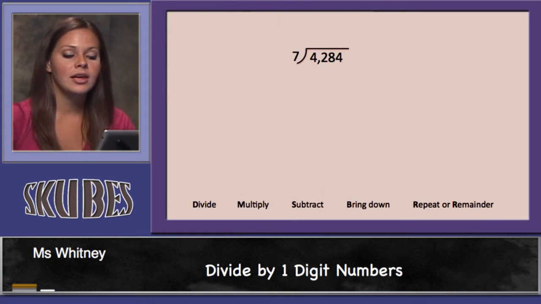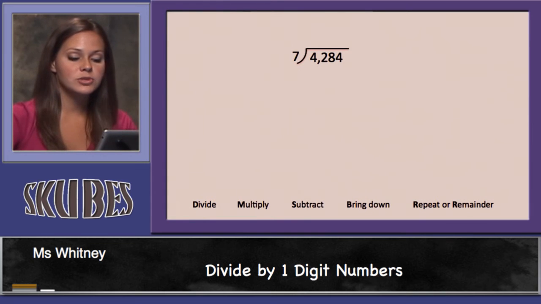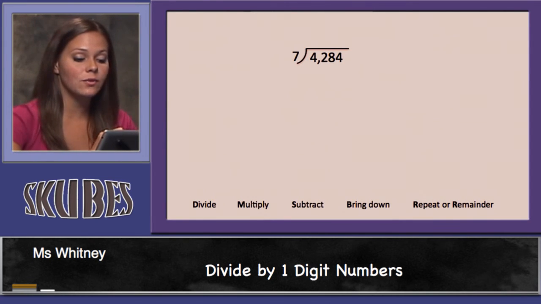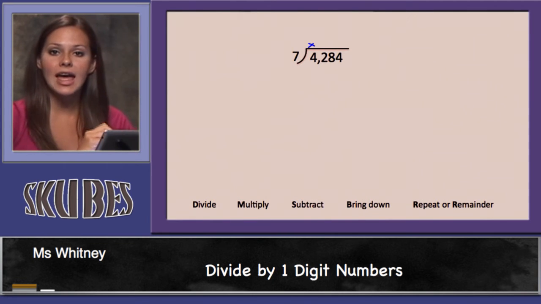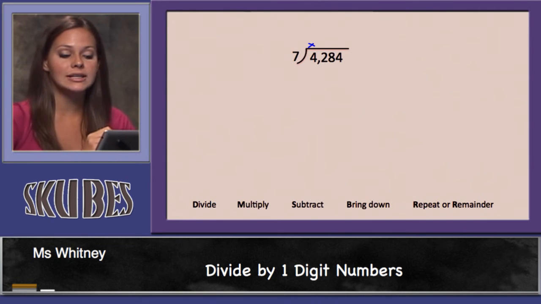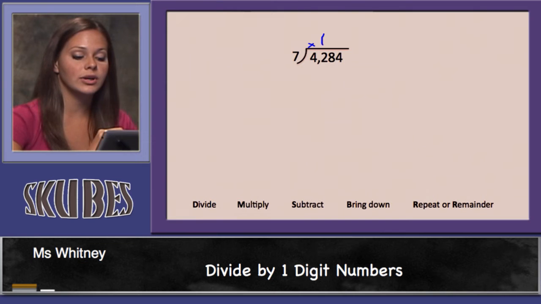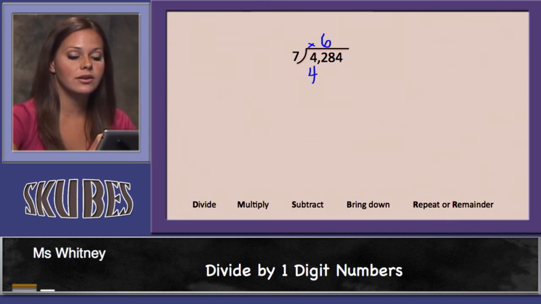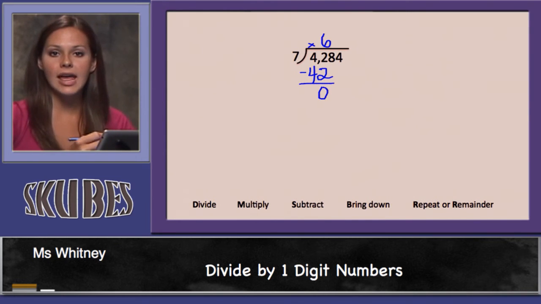Here's another example. 4,284 divided by 7. First, we'll start with divide. I'll ask myself, how many times does 7 go into 4? 7 cannot fit into 4. So we'll look at the next number in the dividend. 7 goes into 42 how many times? 7 goes into 42 6 times. 7 times 6 equals 42. Now I'll subtract. 42, take away 42 is 0. Next, we'll bring down.